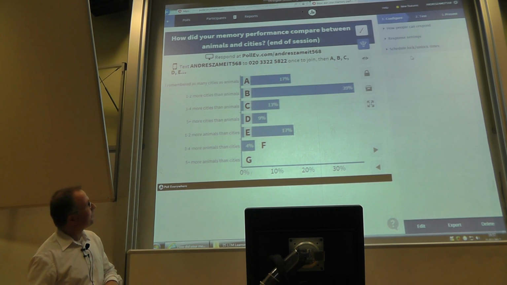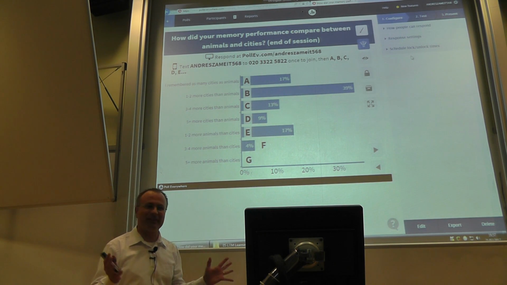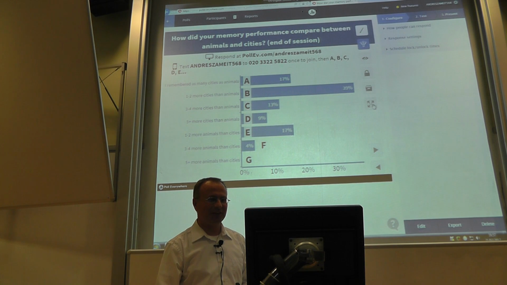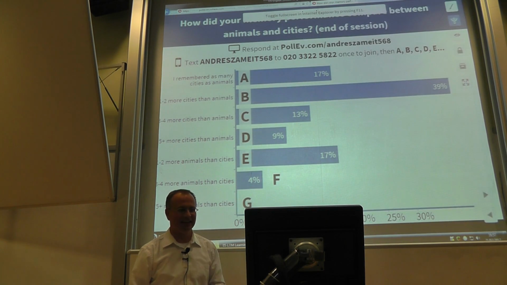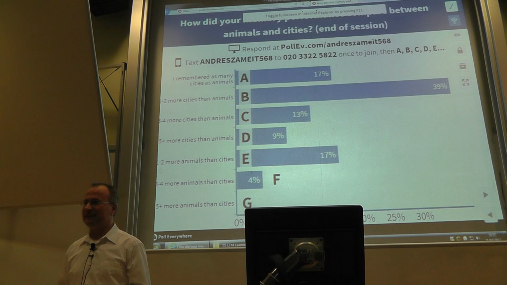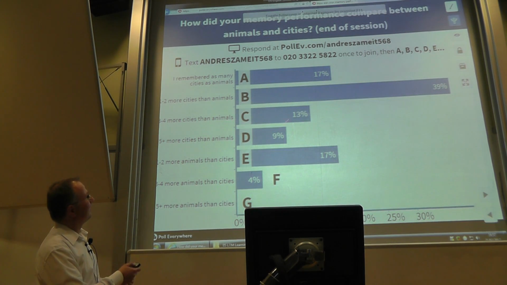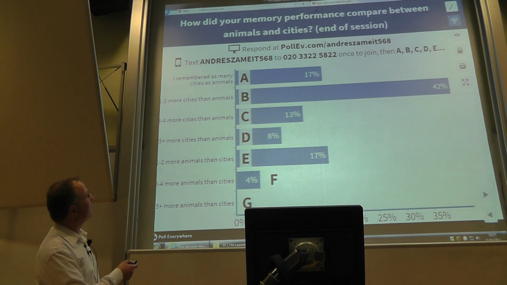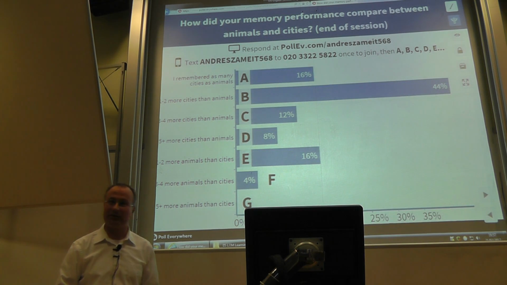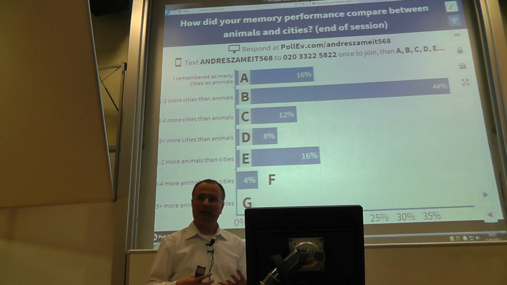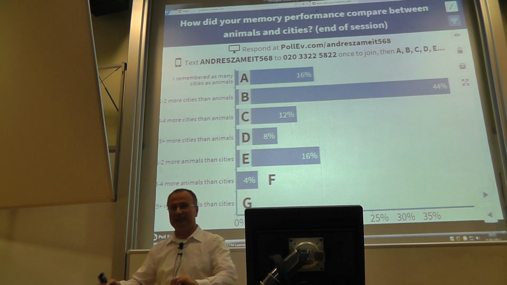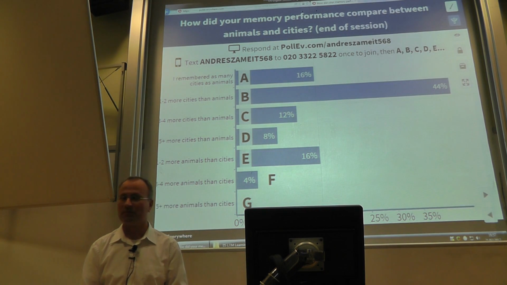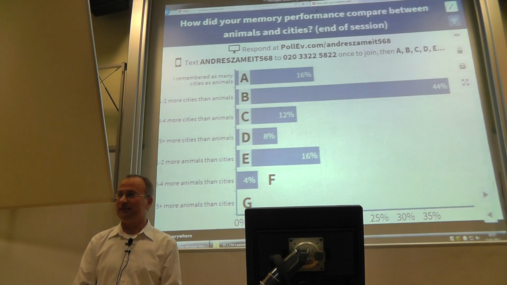Okay, so at least something. So it looks like this time, indeed, more cities are B, C, D, and E and F are more animal. So this hopefully then demonstrates that in particular for long-term memory, this is quite an advisable strategy, to try to work with the information to encode it.